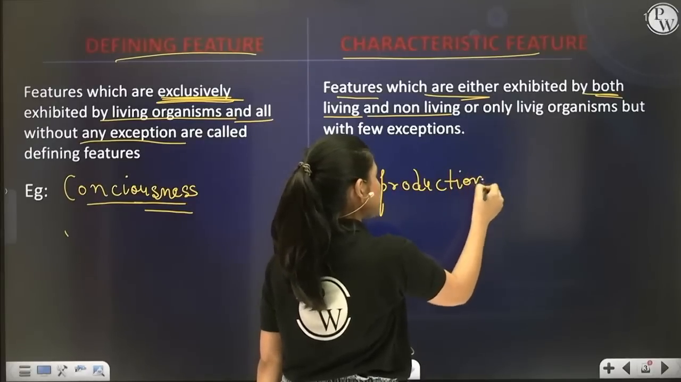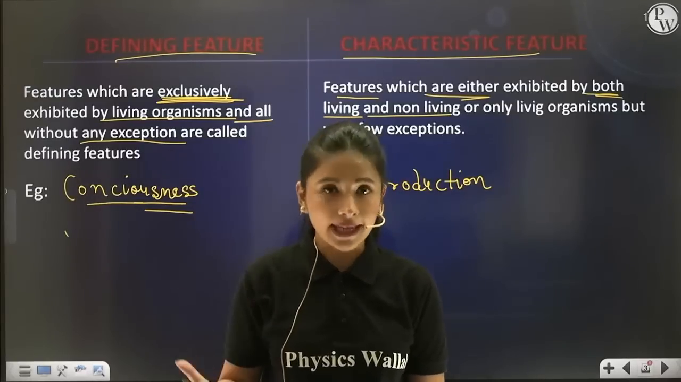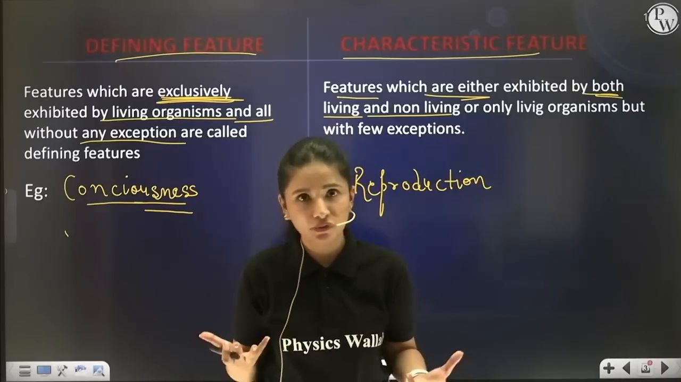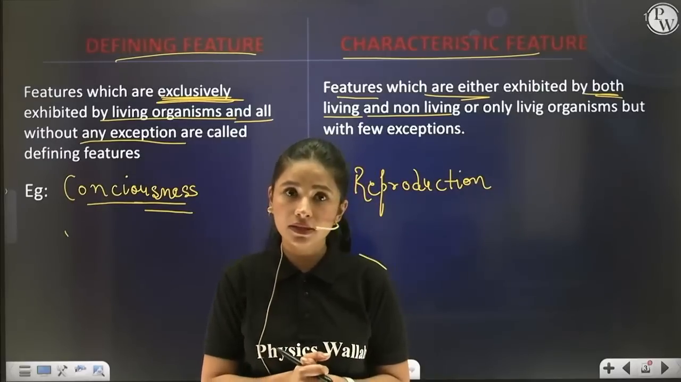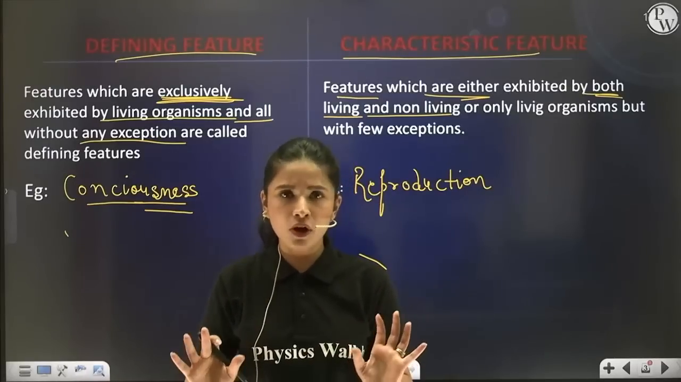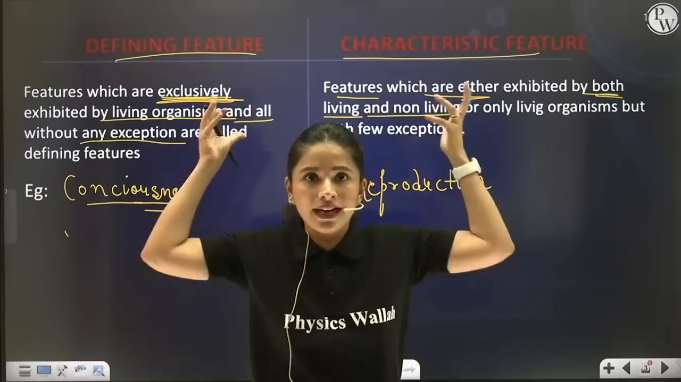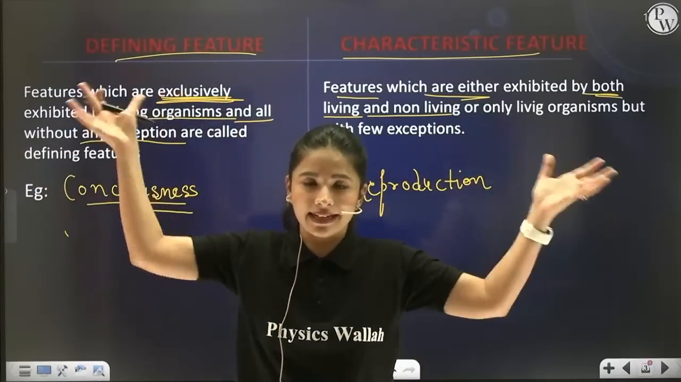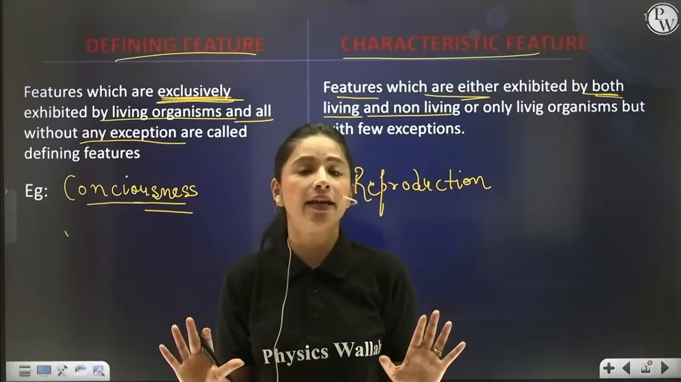Now, what is reproduction? Reproduction is simply the process by which an organism gives birth to its young ones of their own kind. It is a biological phenomenon by which an organism gives birth to new young ones. Yes or no? Now, it is only exhibited by living organisms, correct? No table, no chair, no fan, no lights is going to produce new fans and ACs and lights and tube lights. No, non-living objects do not reproduce, absolutely correct.